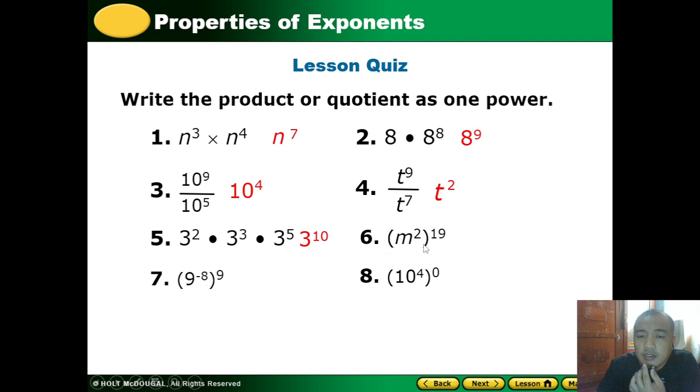Number 6, we raise the power to another power, so we multiply the exponents. m raised to the 38th power. Same is true with this. We multiply the exponents. 9 raised to the negative 72 power. How about this? 10 raised to 4 to the 0 power. Just multiply the exponents. 10 to the 0 power. And any number raised to 0 is 1.